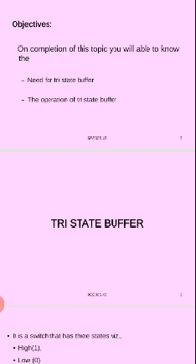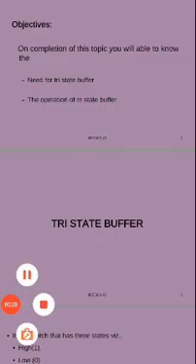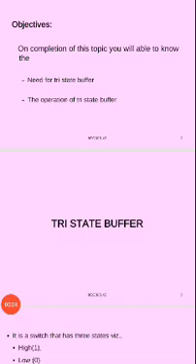We discussed encoder, decoder, and two's complement, adder, subtractor in the last class. And today we are going to discuss about the tri-state buffer.